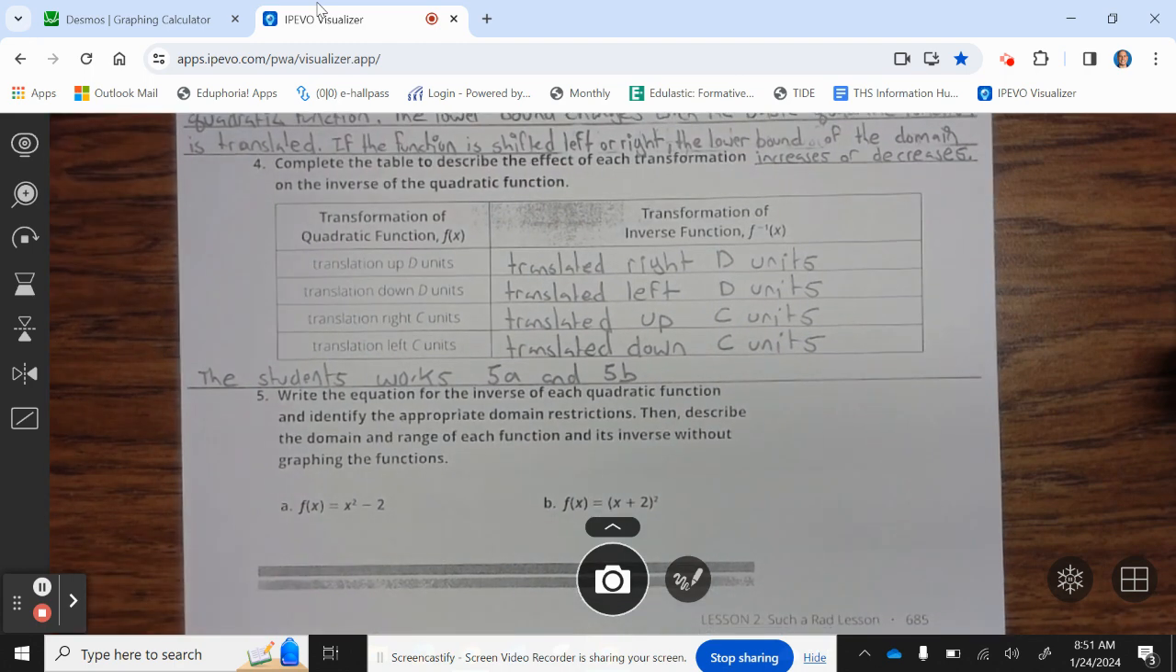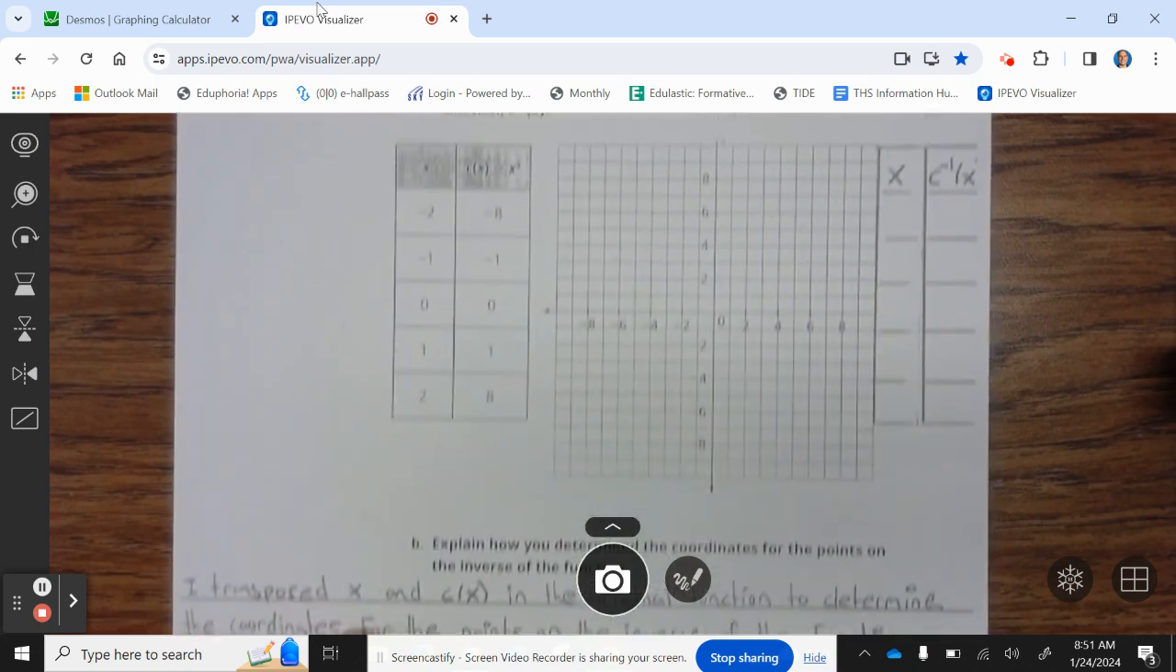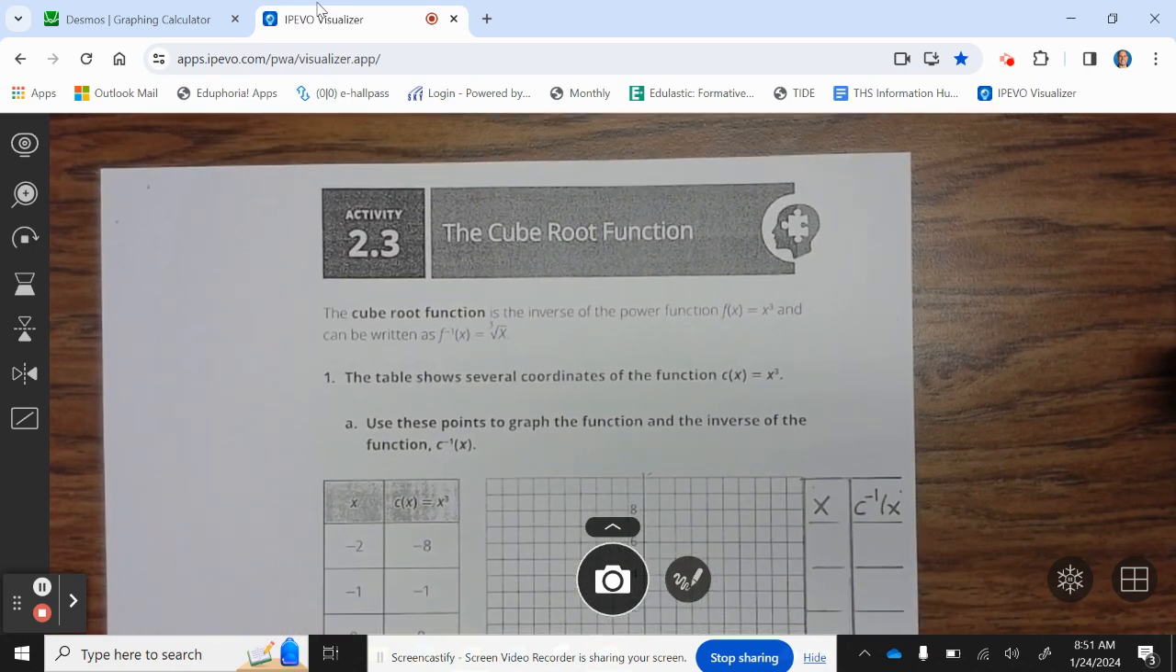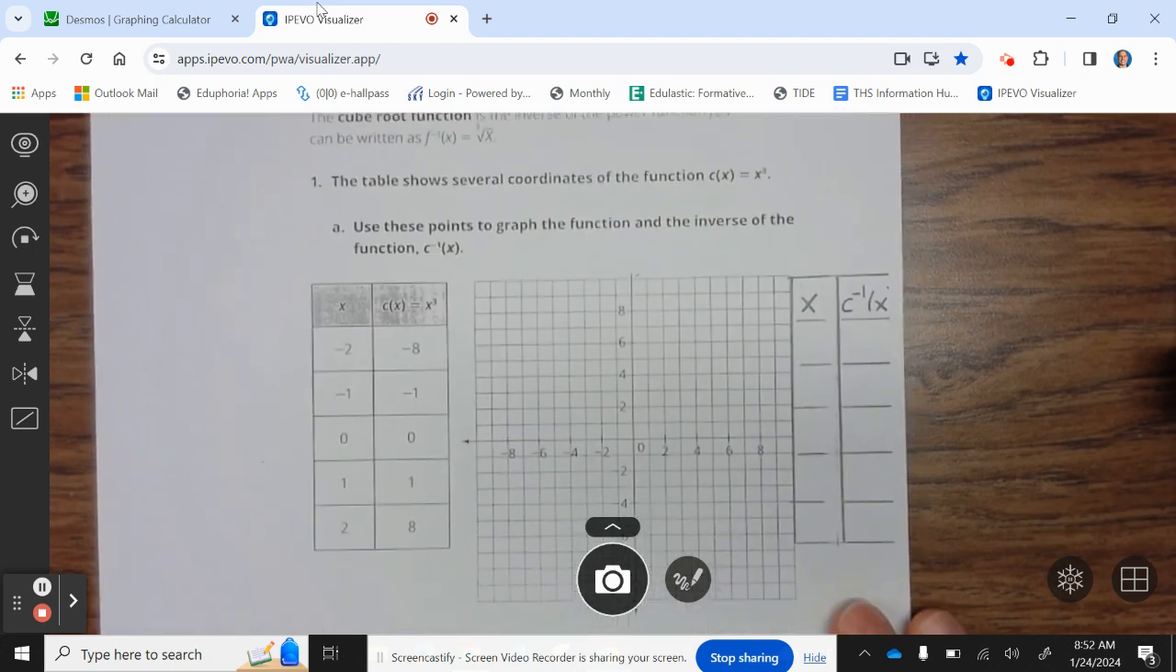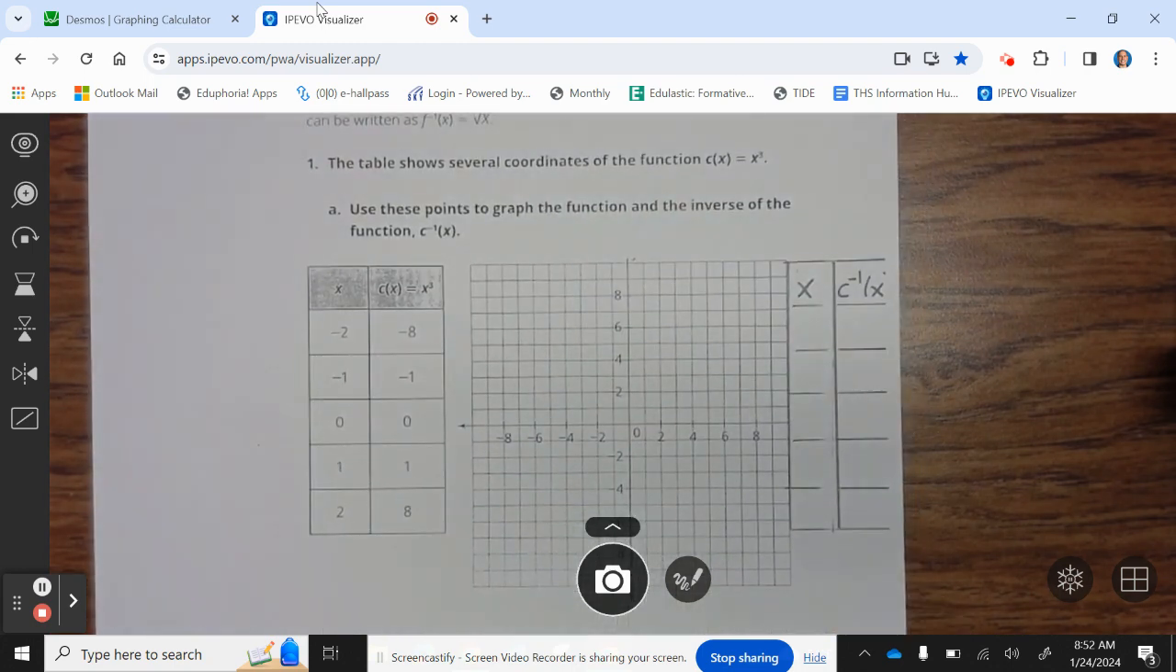Let's take a look at the next page. Activity 2.3, the cube root function. The cube root function is the inverse of the power function f of x equals x cubed and can be written as f inverse of x equals the cube root of x. The table shows coordinates of the function c of x equals x cubed. A. Use these points to graph the function and the inverse of the function, c inverse of x.